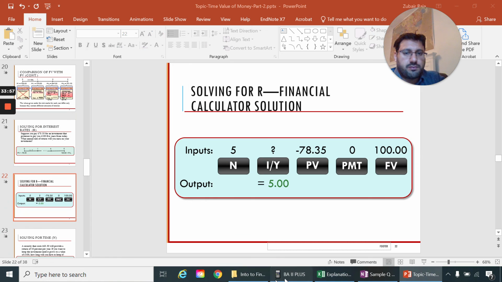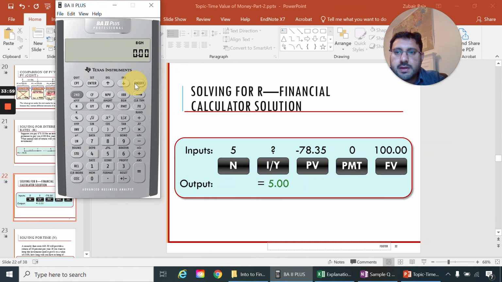Let me quickly do it for you over here in the calculator. So your n is 5. Your investment is minus 78.35. There are no annuities involved. The future value is 100. Compute what is my interest which I earned is 5% over here, right?